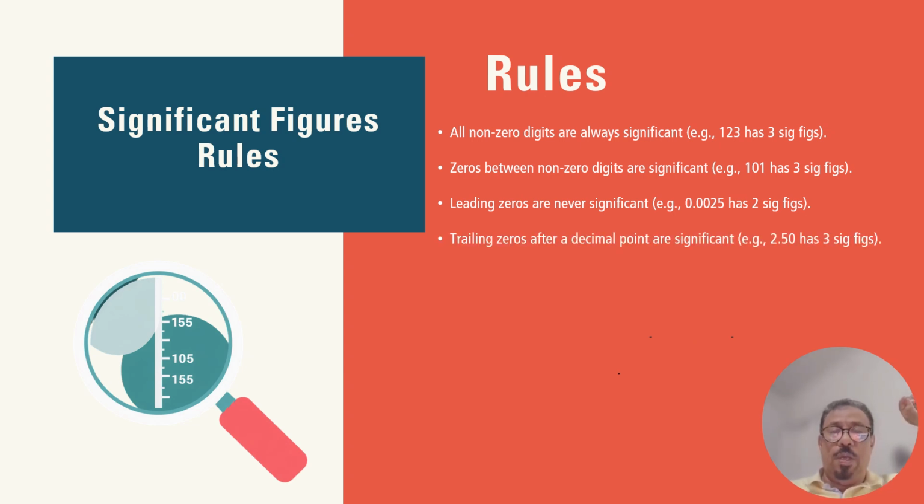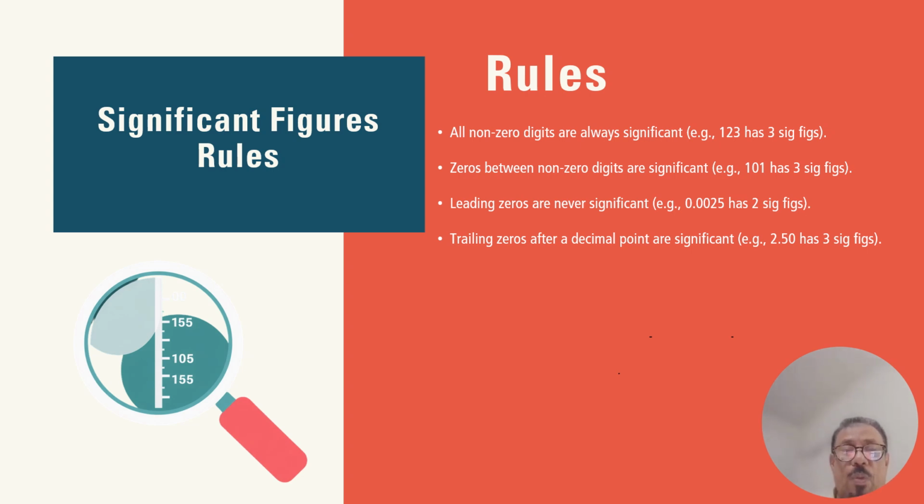Trailing zeros after the decimal point are significant. So we have 2.50, which has 3 sig fig. And this is a good example that leading zeros are not significant. Also, trailing zeros are not significant unless they come after a decimal point. So let me give this example here.